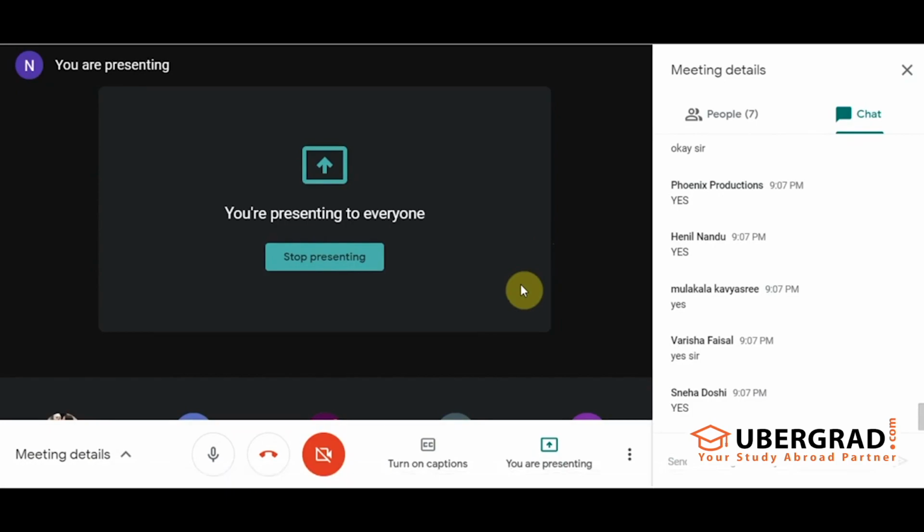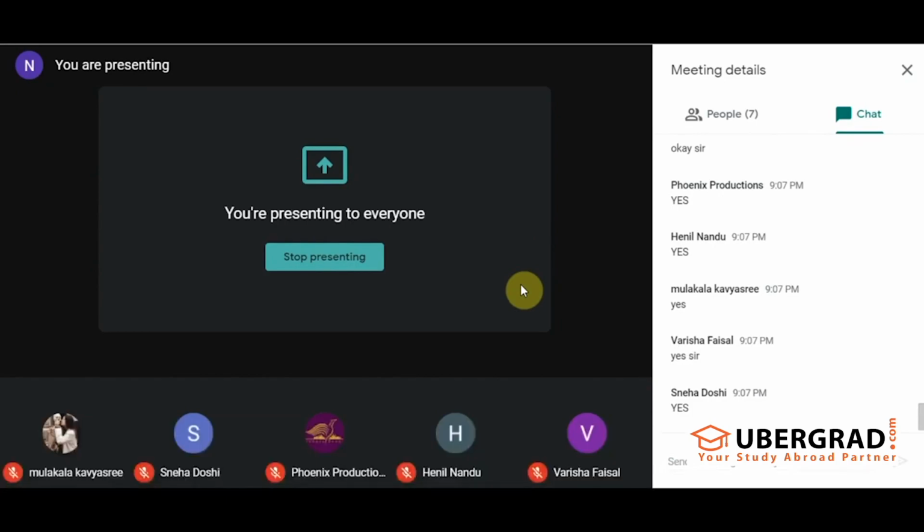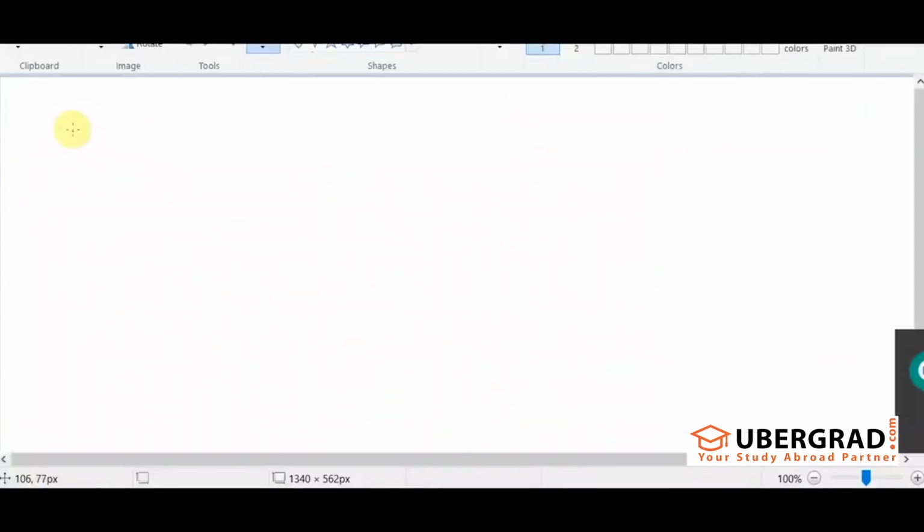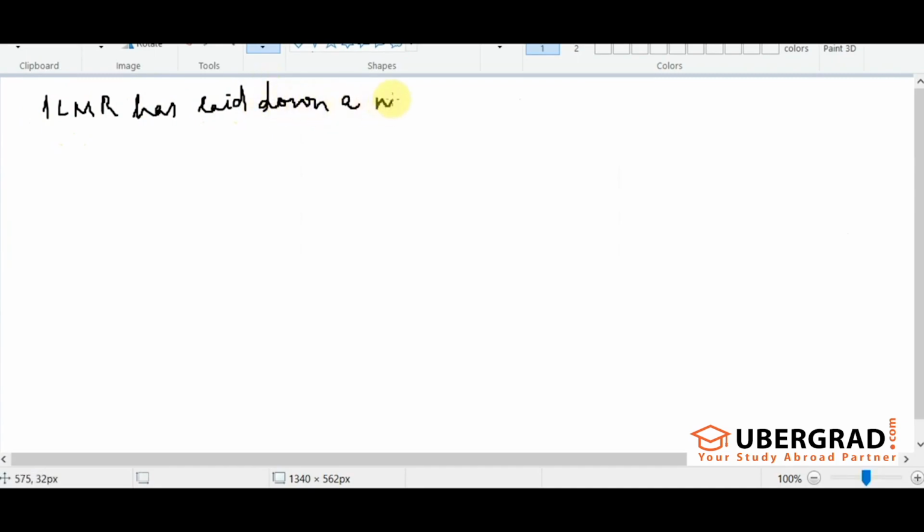In the body paragraph, as you are ending, just in the last line, mention something that you are going to discuss in the next paragraph. Just give a hint of that. Now, ICMR has laid down a number of precautionary measures.